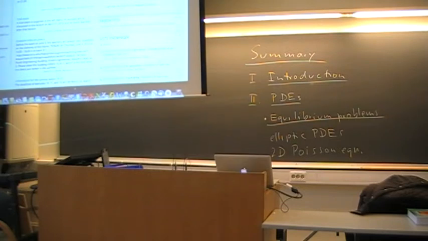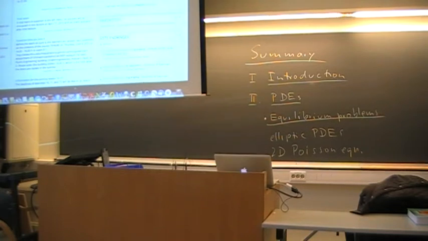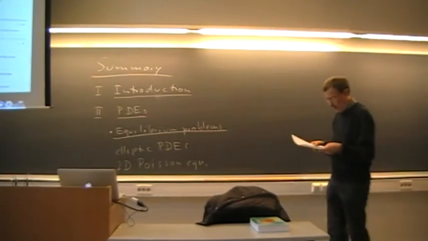Having an elliptic equation means it's a boundary value problem. Everything is determined by the boundary conditions. So we have to give boundary conditions everywhere. You should be aware of the different kinds of boundary conditions: Dirichlet, Neumann, and the mixture is called Robin boundary conditions.